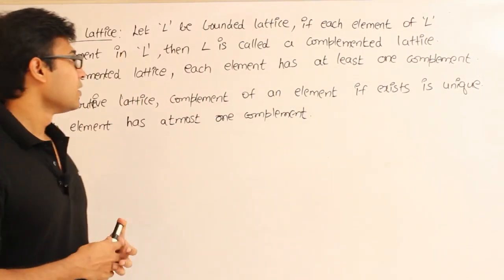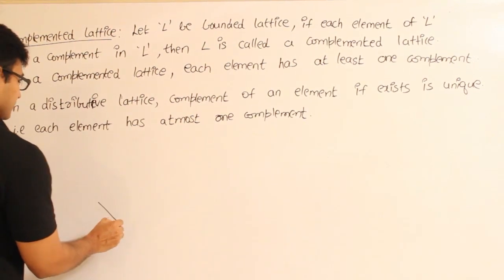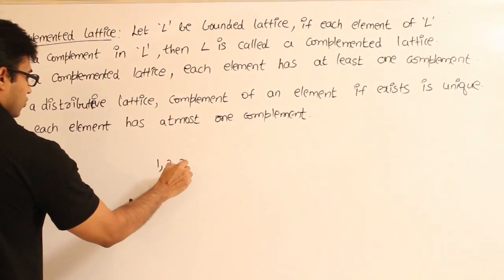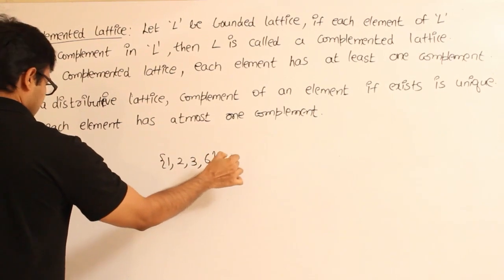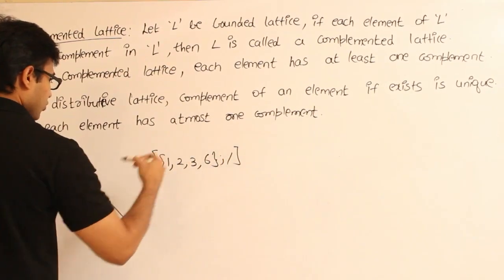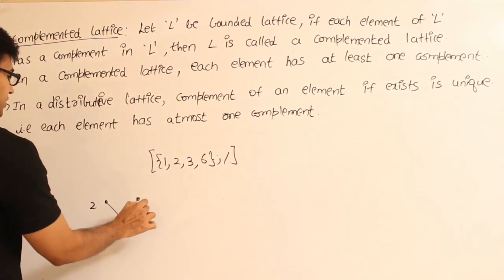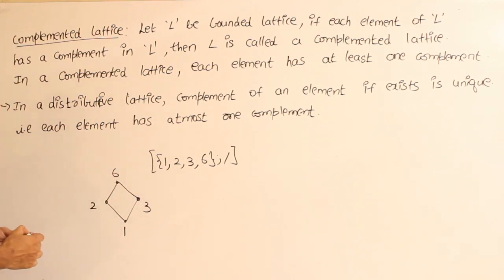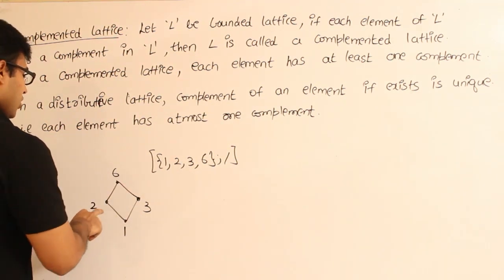For example, see this, let us say we have a lattice like this. The set is 1, 2, 3 and 6. On this set, divides is the relation, and it is a poset and a lattice. Now in this lattice, if you try to put the elements, it will be like this, right? Now if you try to find the complement, every element will have a complement.